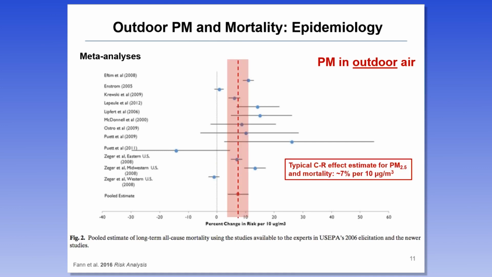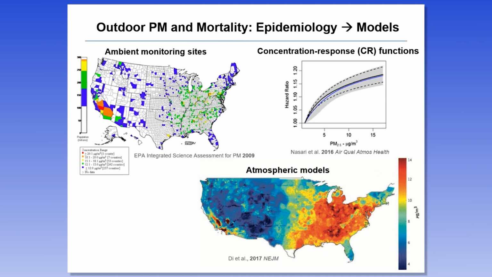And they come up with an average here, shown with this line and then a shaded area to capture some uncertainty. A typical concentration response effect estimate for PM2.5 and mortality in mostly U.S. studies, although I think there are a few European studies in here as well, is on the order of about a 7% increase in mortality for a 10 microgram per cubic meter long-term average, like annual average, increase in outdoor PM2.5 concentrations. So again, we know a lot about outdoor PM and mortality, and we know a lot of that through these large epidemiology studies.